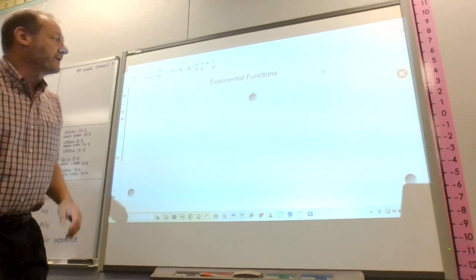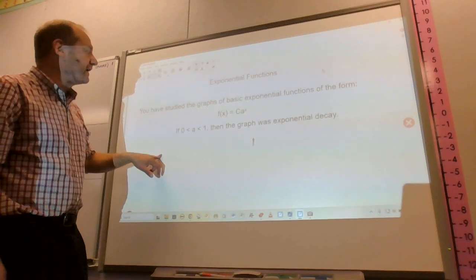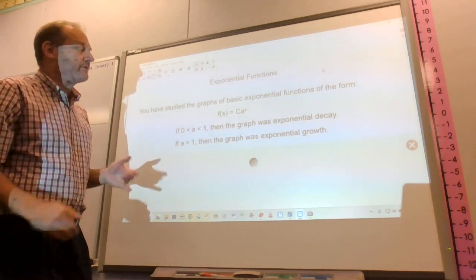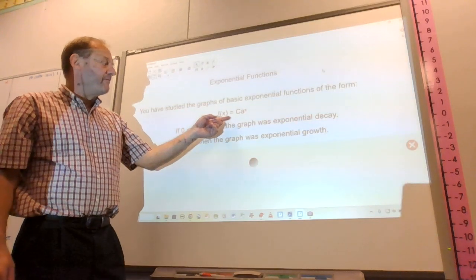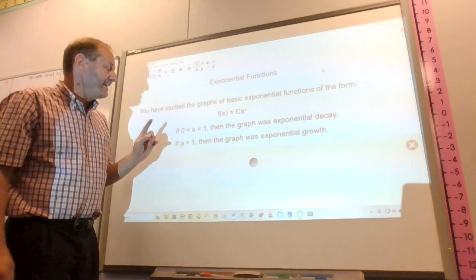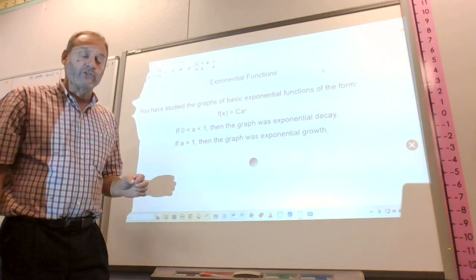Hi guys, today we're going to talk about exponential functions. Okay, so you've studied the graphs of basic exponential functions. They're of the form f of x equals c times a to the x power. Now, if a is between 0 and 1, then the graph is exponential decay.